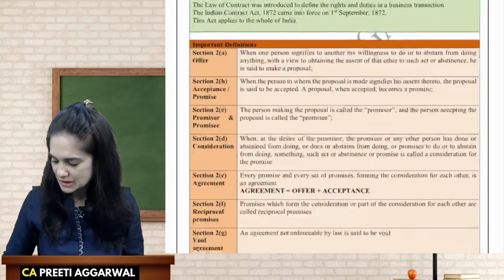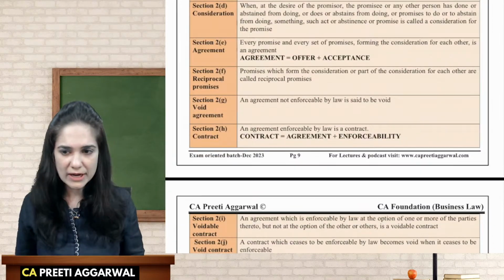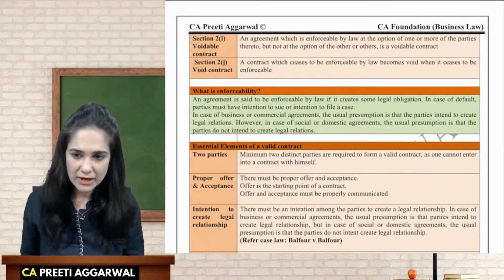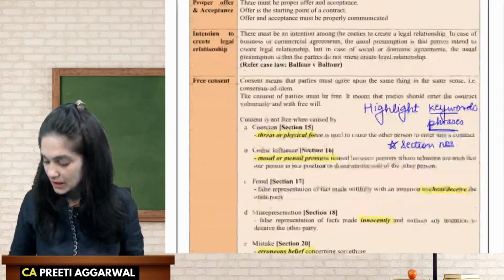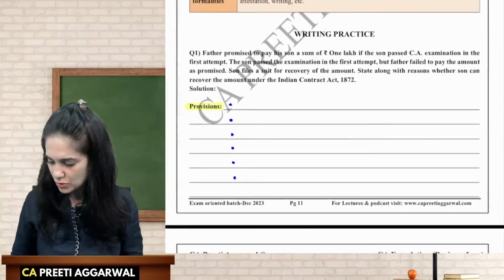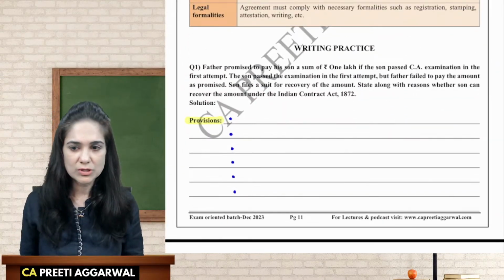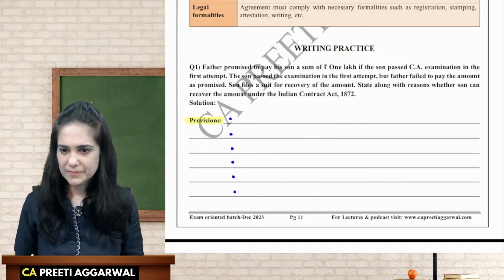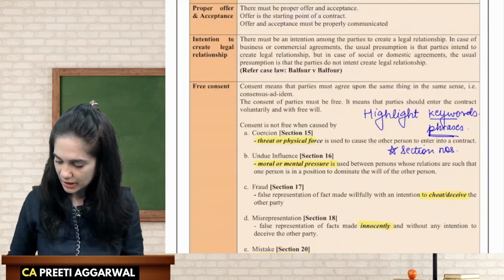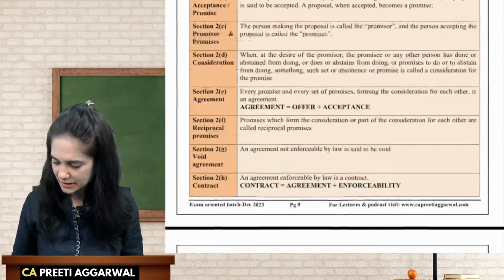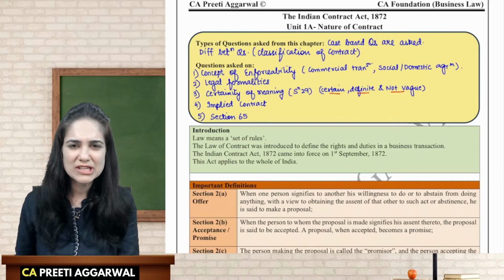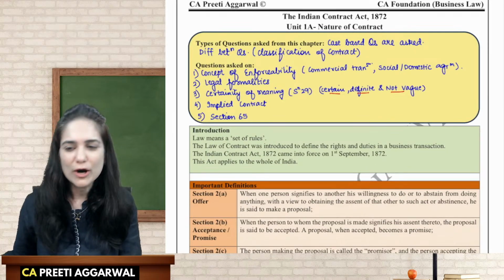After that, I'm going to discuss with you the definitions very quickly, and then we are going to study the essential elements of a valid contract. After we do that, then I'm going to discuss with you few questions. Okay, so this is our agenda for today's session. All right. Okay, so now let's get started. I don't think at this stage I need to tell you what is a contract.